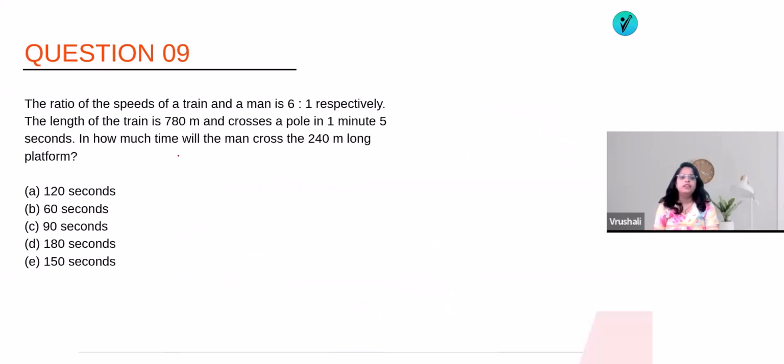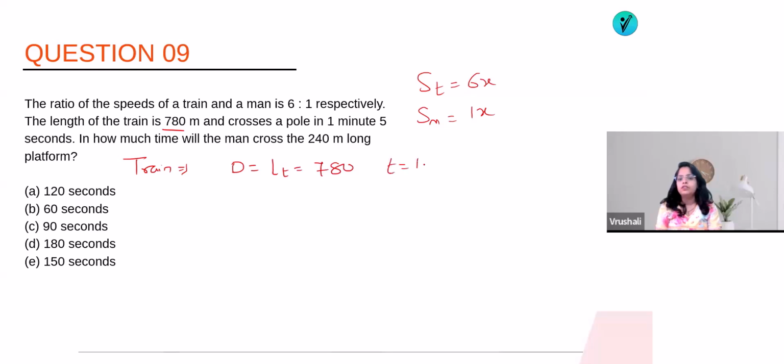Question number 9. The ratio of speed of the train and a man is 6:1. So we can say that speed of the train is 6x, speed of the man is equal to 1x respectively. Length of the train is 780 meter and it crosses a pole in 1 minute 5 seconds. So for crossing a pole, distance will be the length of the train, which is equal to 780, and time is equal to 1 minute 5 seconds. That means 60 plus 5, 65 seconds.